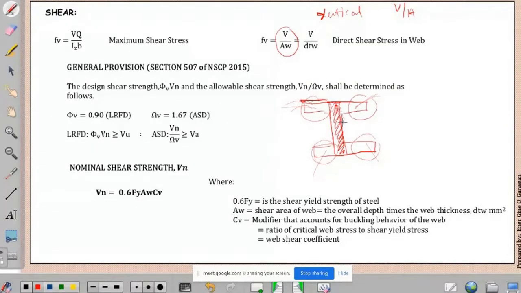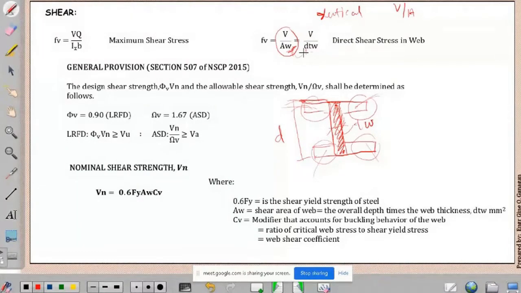Ito, which is our D. So, this is our depth. Mula dito hanggang dito. And then yung thickness ng web. Kaya yung area na kino-consider natin dito is the area of the web, which is actually equal to D over TW. Okay?